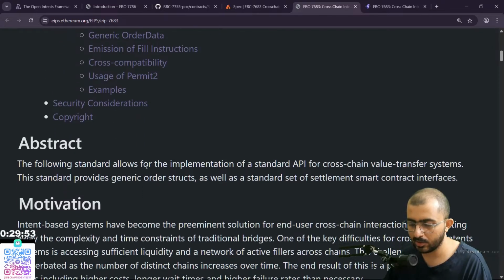Abstract. The following standard allows the implementation of a standard API for cross-chain value transfer systems. This standard provides a generic order structure as well as a standard set of settlement smart contract interfaces. Okay.